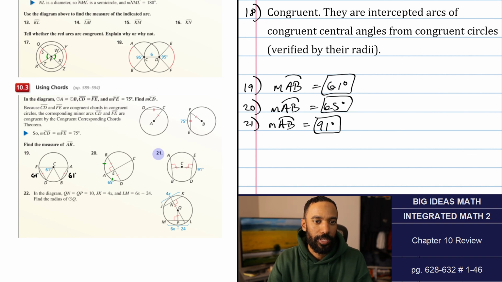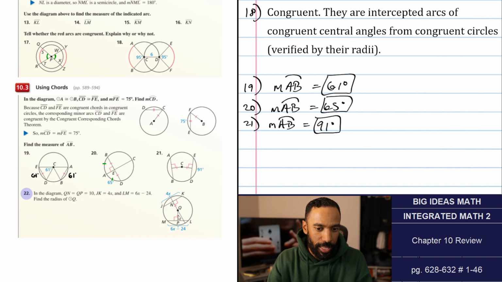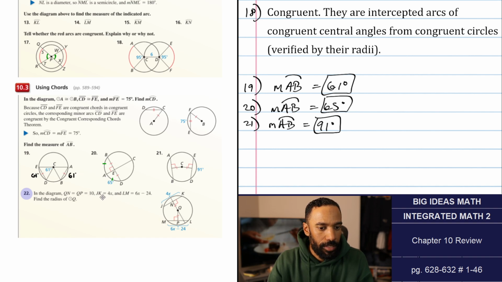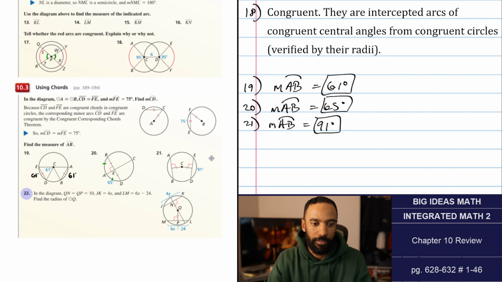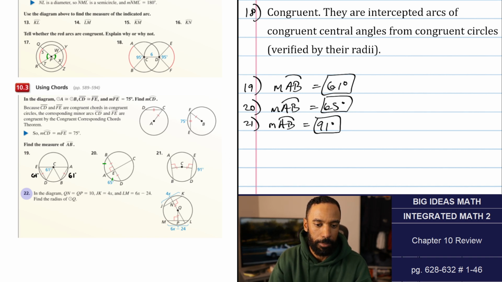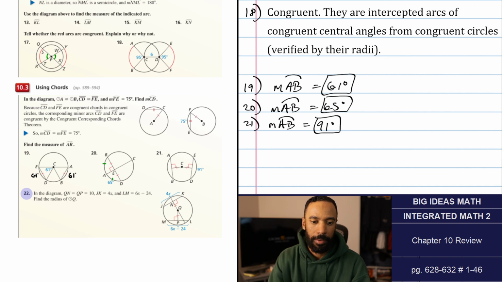Okay, number 22. In the diagram, the length of segment QN is equal to the length of segment QP. So once again, equidistant from the center are these chords. Therefore, the chords will be congruent. They don't tell you that, but that's what that means. JK is 4x. So that's the length of the segment. That is not the arc. That is the segment. And LM is 6x minus 24. Find the radius of circle Q. So there's a lot we can do here, probably enough that I'd like to copy and paste this thing over.